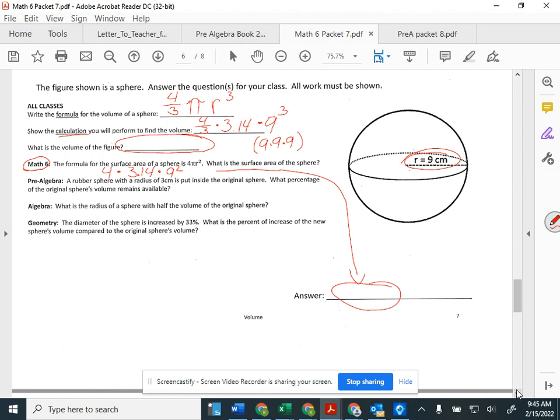You forgot to divide it by 3. You had the 4 times pi times r cubed, but don't forget to divide it by 3.